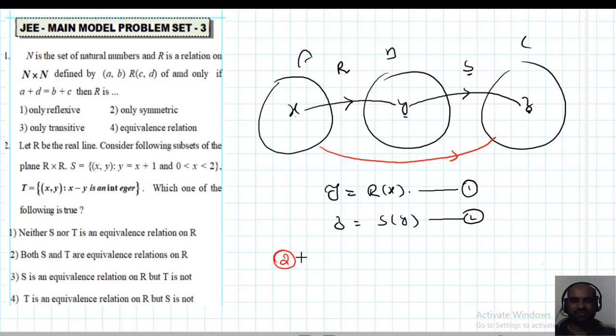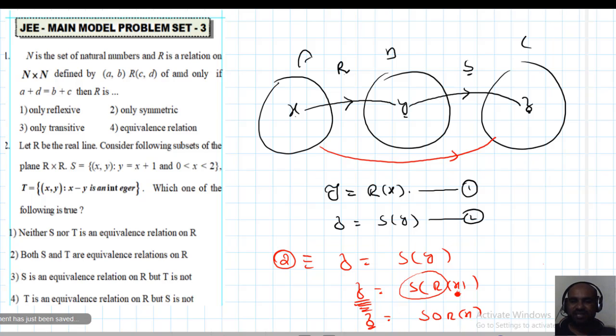Observe here. Take the second one: Z equal to S of Y. Instead of Y, from equation 1, I can write R of X. Observe students, Z is the image of X under this new relation. S bracket R is a new relation, which symbolically we write as S circle R. Z equal to S circle R of X. So Z is the image of X with respect to the new relation S circle R, which is a relation from A to C.